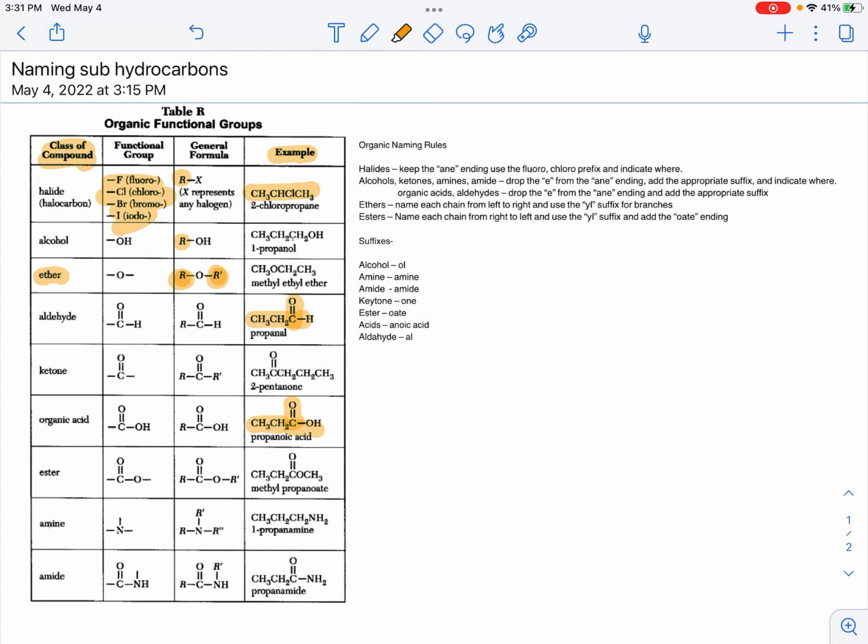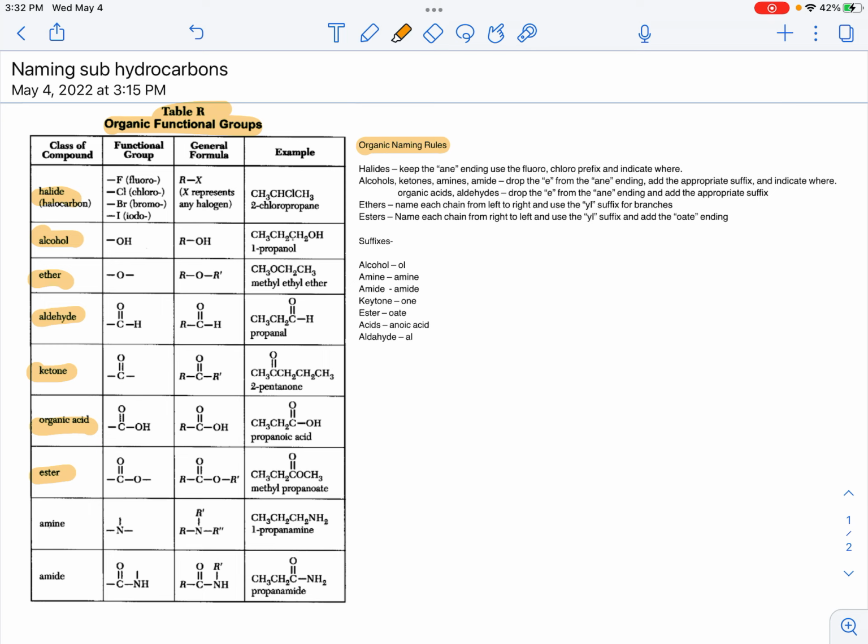The ones that we tend to care about, although there are some other ones listed on here, the ones that we usually go with for this class are going to be halides, alcohols, ethers, aldehydes, ketones, and acids and esters. We tend to avoid the amines and amides, but we might circle back to those at a later time. But for right now, those are the 7 classes of naming that I would expect you're able to do. On this left side is the identifying of the groups.